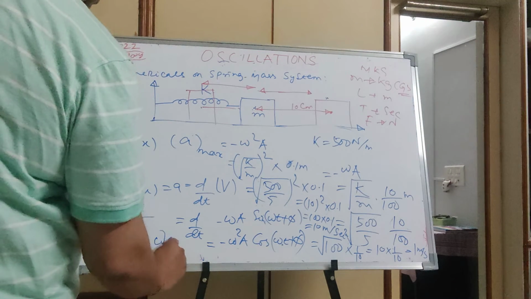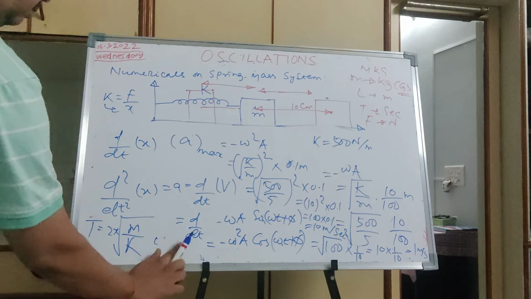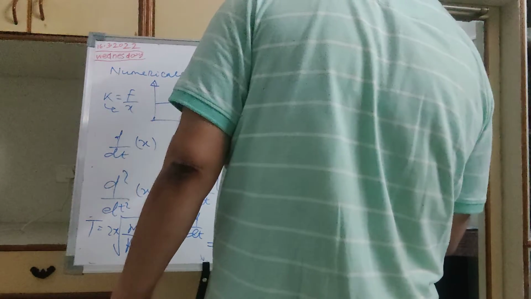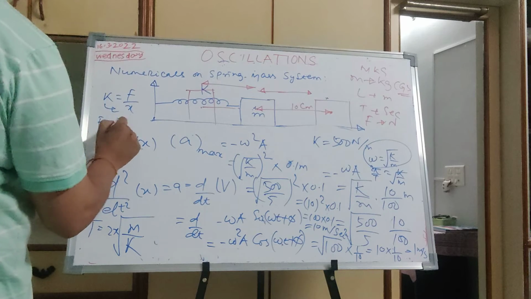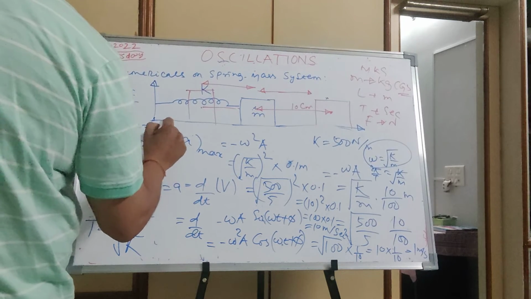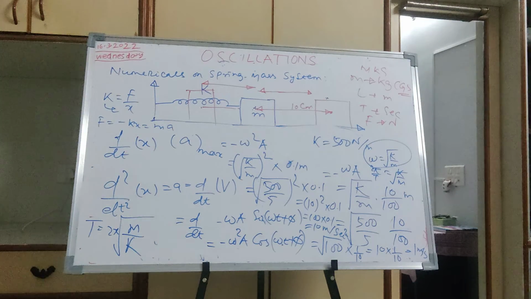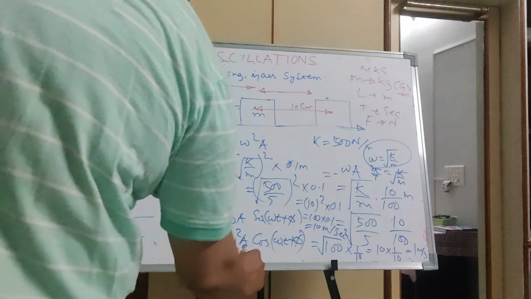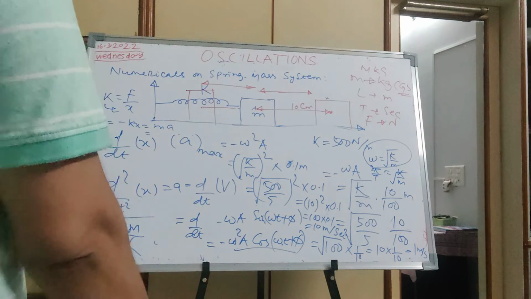So omega is equal to how much, as we have derived? Omega is equal to root of k by m. So 2 pi by T is equal to root of k by m. This is the fundamental thing. When you are equating F is equal to minus kx with minus m a, where a is d square x by dt square, from there you compare, and your acceleration becomes omega square x.